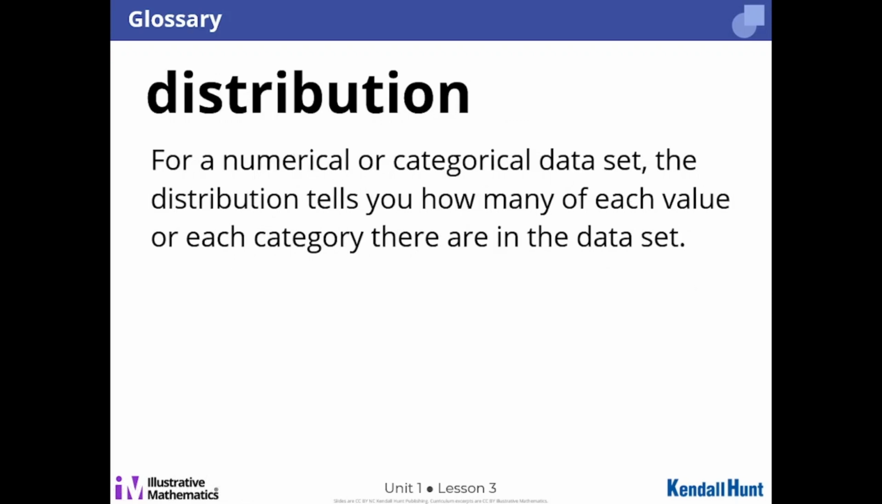Next, we have distribution. For a numerical or categorical data set, the distribution tells you how many of each value or each category there are in the data set.